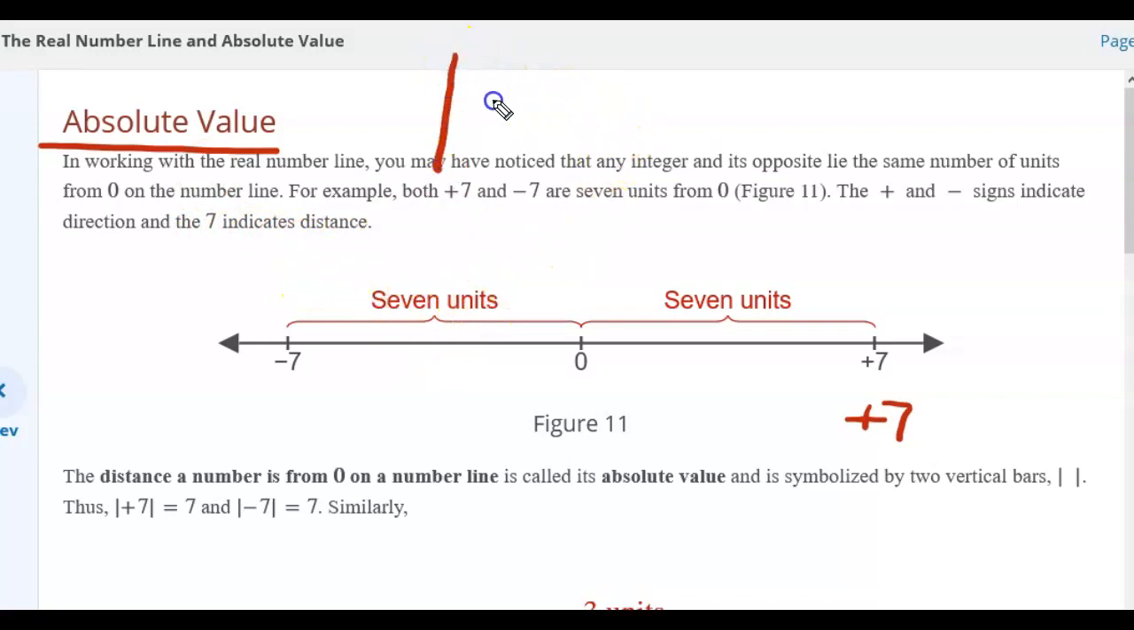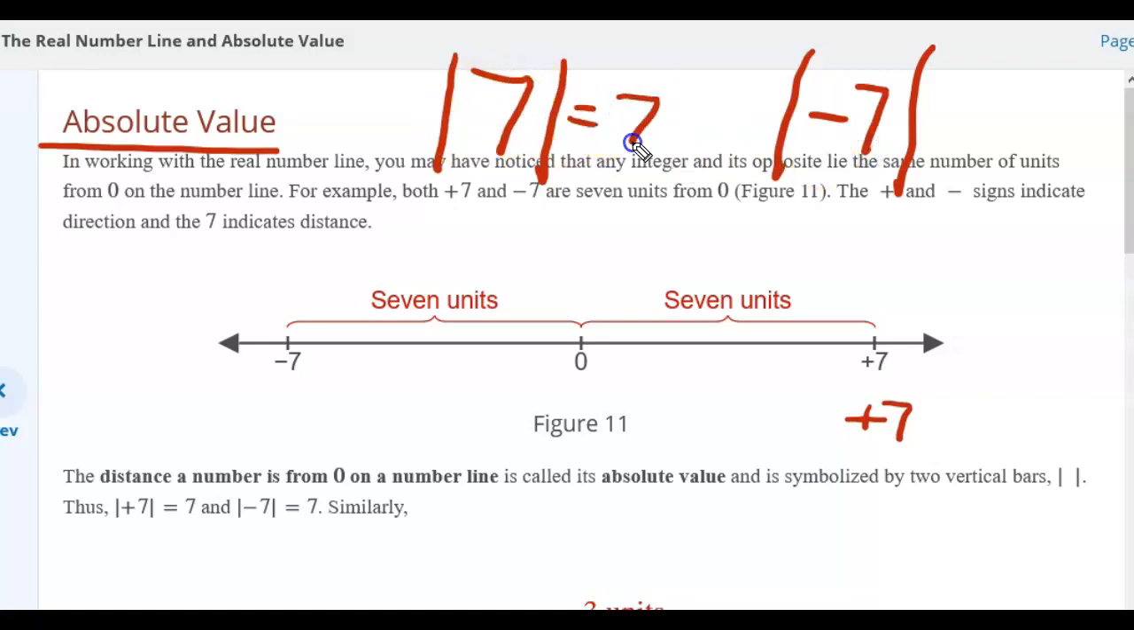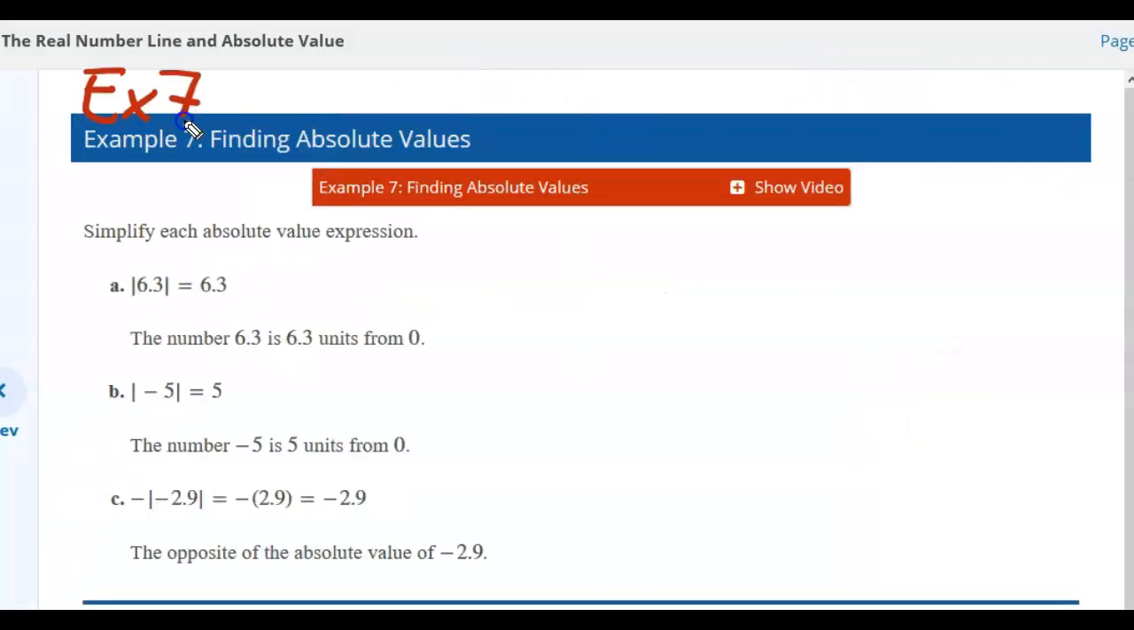Now we write absolute value of 7 by putting 2 vertical bars on either side. Absolute value of negative 7 the same way. So the absolute value of 7 is 7. And the absolute value of negative 7 is also 7. In general, the absolute value of anything is its positive value. The one exception is the absolute value of 0, which is unsigned. All right, have some good notes on this. All right, these are pretty straightforward.